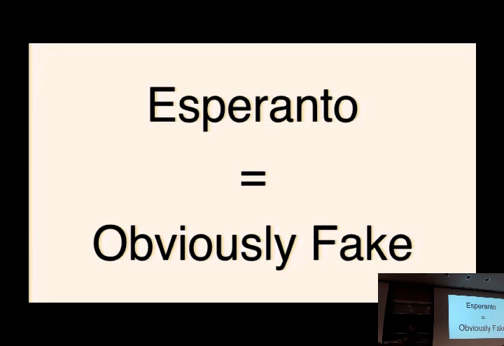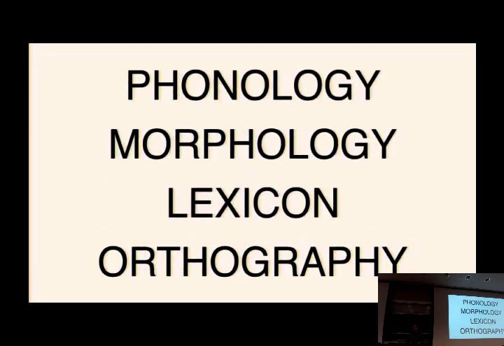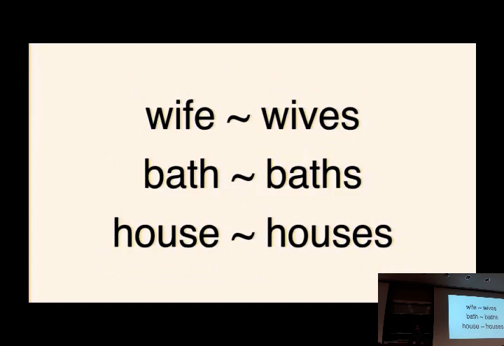All right, so I'm going to look at four different areas of language: phonology, morphology, the lexicon, and the orthography, and show you some of the things that I've done in the languages that I have created for various things. So in English, of course, we have things like this. This was, at one point in time, a regular phonological change. Also, just out of curiosity, we all have this.